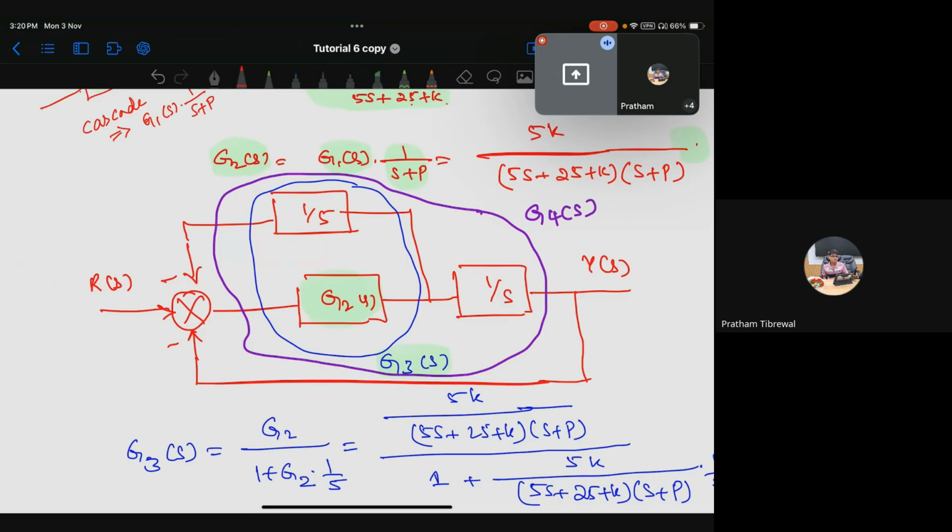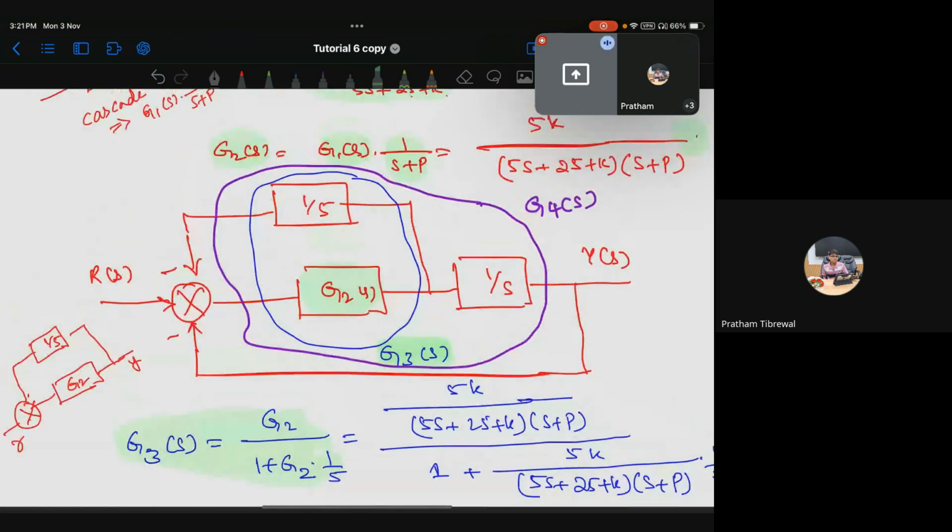So how are we calculating z3 of s? We have z2 here, we have the summing point here, we have the output. So this is the feedback now. This 1 by 5 is the feedback. Okay, so this is y, this is r now. How are we calculating z3? This way. So z2 by 1 plus z2 multiplied by 1 by 5. That is z3. Clear?